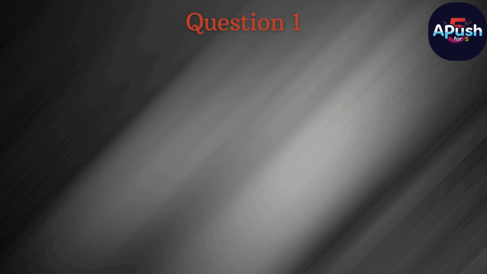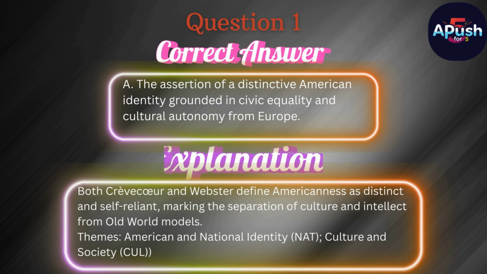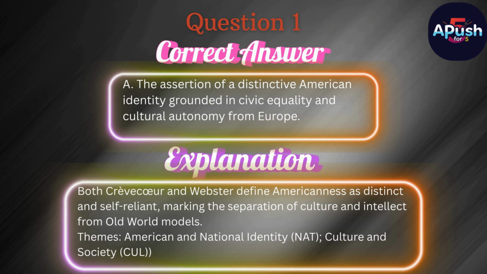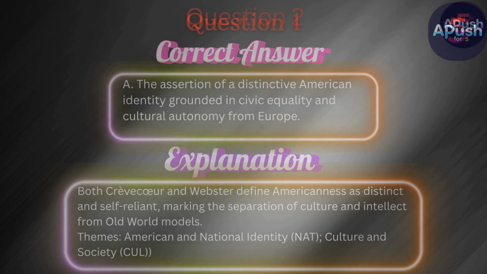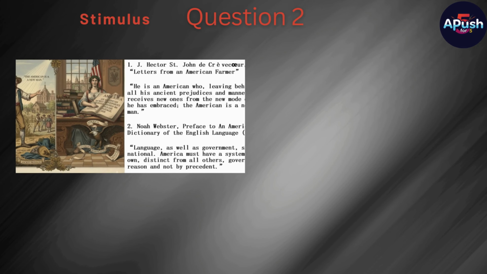The correct answer is A. The assertion of a distinctive American identity grounded in civic equality and cultural autonomy from Europe. Both Crèvecoeur and Webster define Americanness as distinct and self-reliant, marking the separation of culture and intellect from Old World models. Question 2. Stimulus. See image.